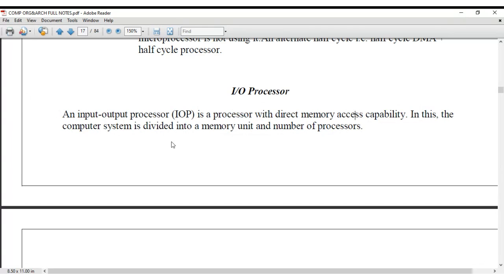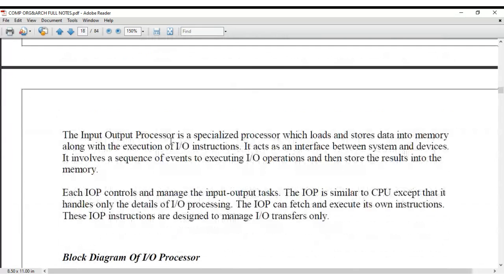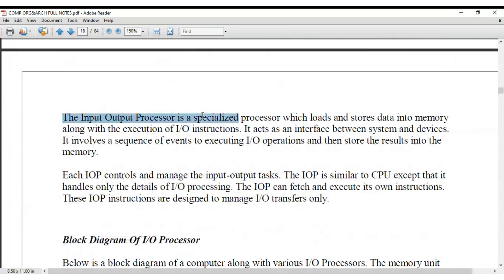Okay, that's why we are saying here, as you can see in this statement, it is a specialized processor which loads. I hope you've seen this very key term. It's a specialized processor, meaning it's not the chip itself, the one that is normally in the system unit, mounted on the motherboard. This is a specialized processor which loads and stores data into memory along with the execution of I/O instructions. What is its function?